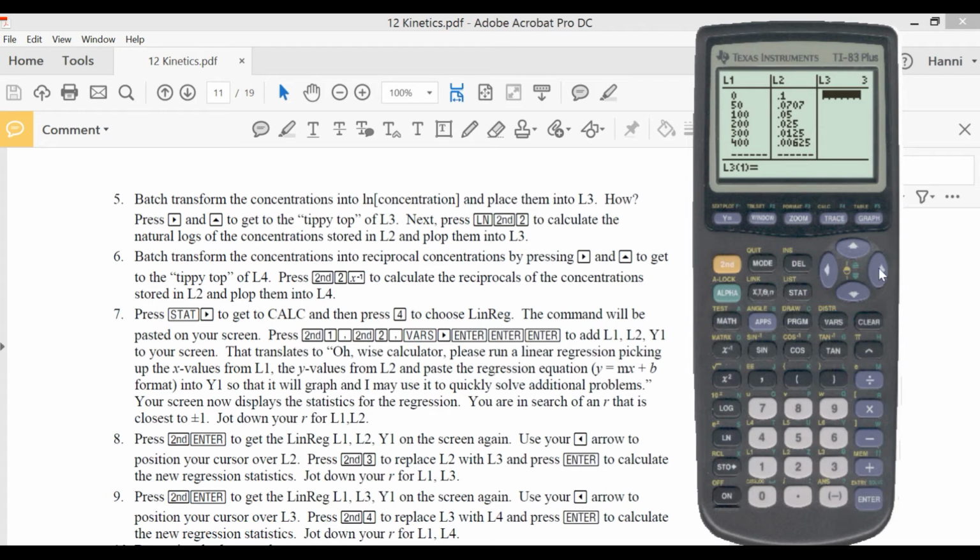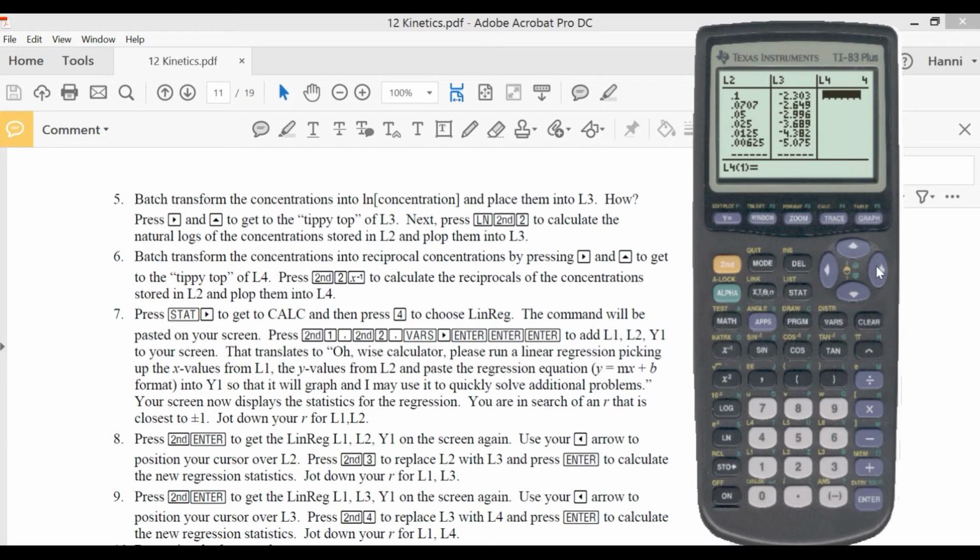So it says to press over and then press up. Your black box should be on the L3 right here. And then you want to press the natural log, second 2, so that means that you're going to take the natural log of all of the L2 values, and parentheses, and then go ahead and press enter. Ta-da! So instead of doing it individually over and over and over, just batch transform it.